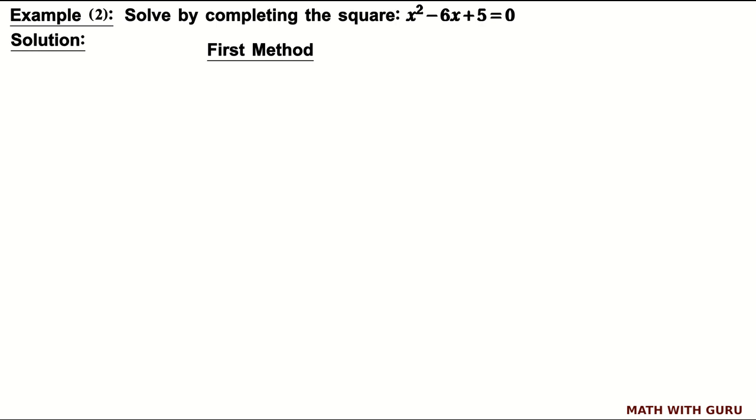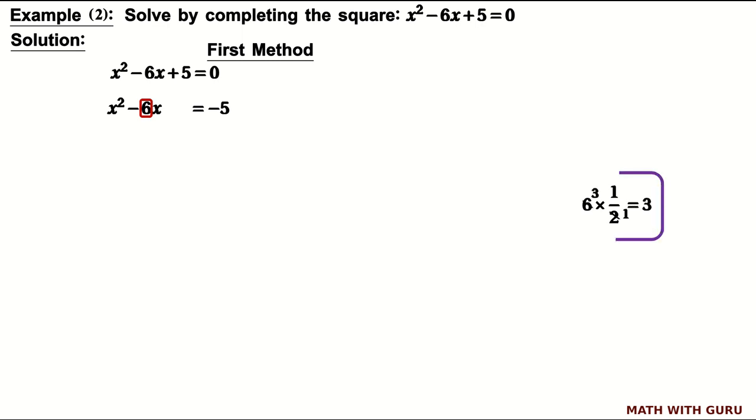Example 2. Solve by completing the square. x squared minus 6x plus 5 equals 0. Let us apply the first method here. x squared minus 6x plus 5 equals 0. Bring plus 5 to the right hand side. Now consider 6, disregarding the sign. We take only 6, not minus 6. Now find half of 6. 2 ones are 2, 2 threes are 6. That is equal to 3.